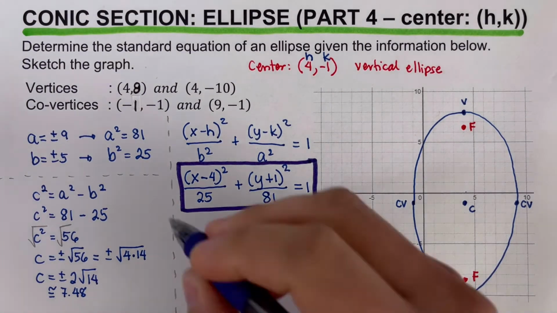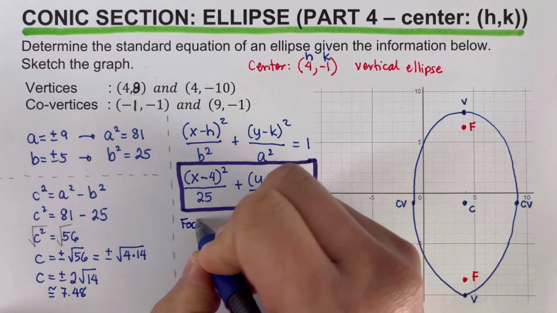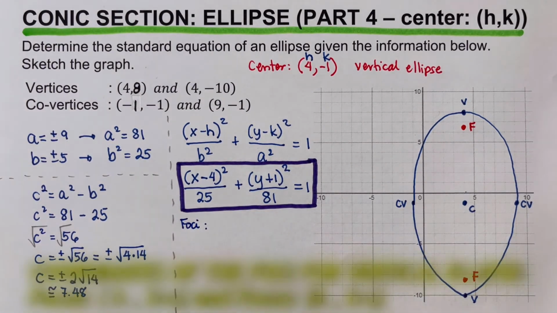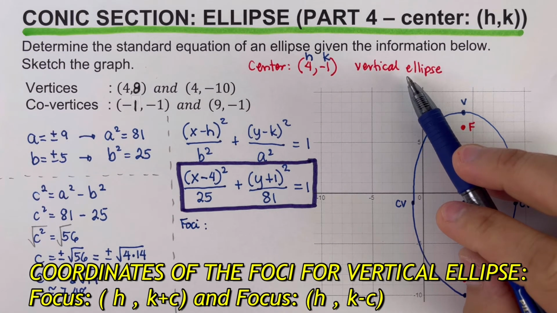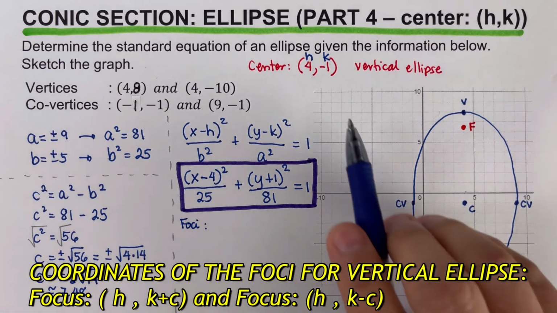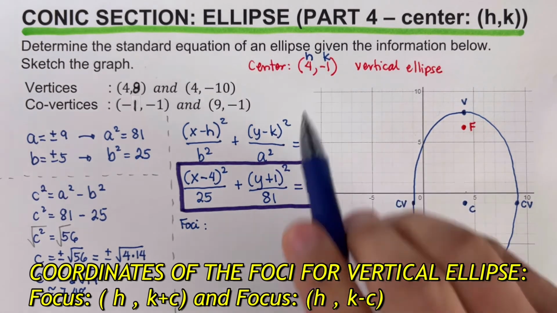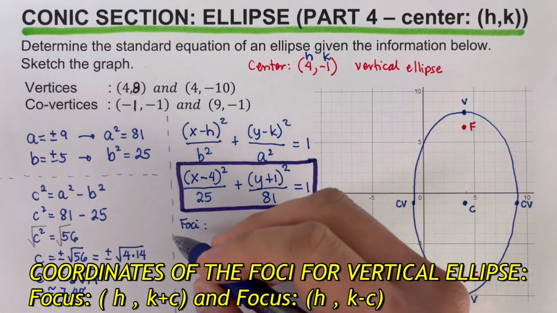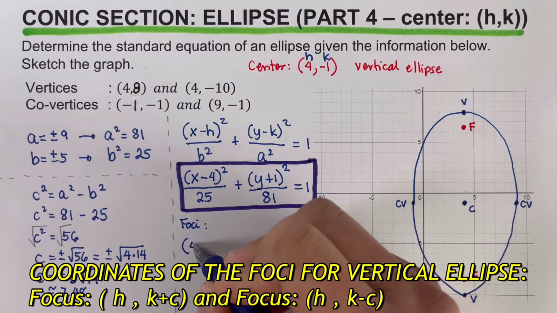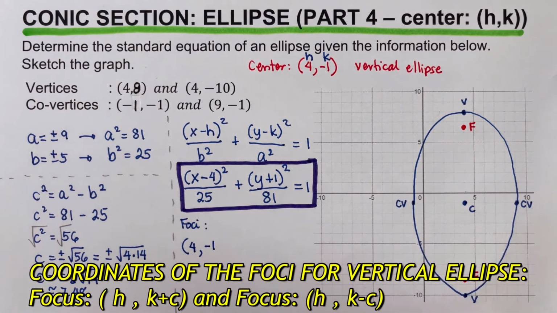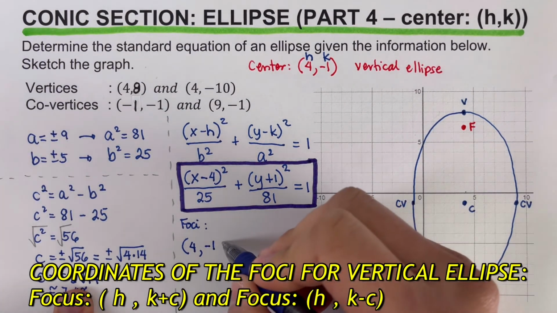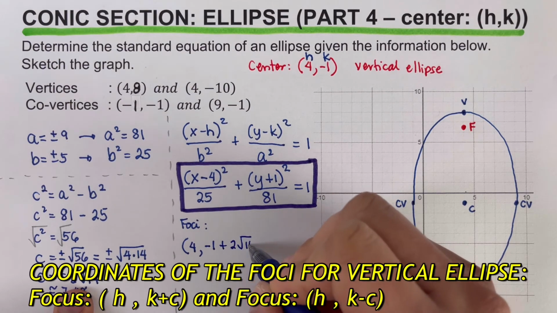Okay, so then we can go ahead and say that the coordinates of the two foci would be, we remember that since this is a vertical ellipse, the coordinates of the two foci would be (h, k plus c) and (h, k minus c). So we use this h and k value. h is 4, and k is -1, but then we are going to add this c, so that's plus 2 square root of 14.